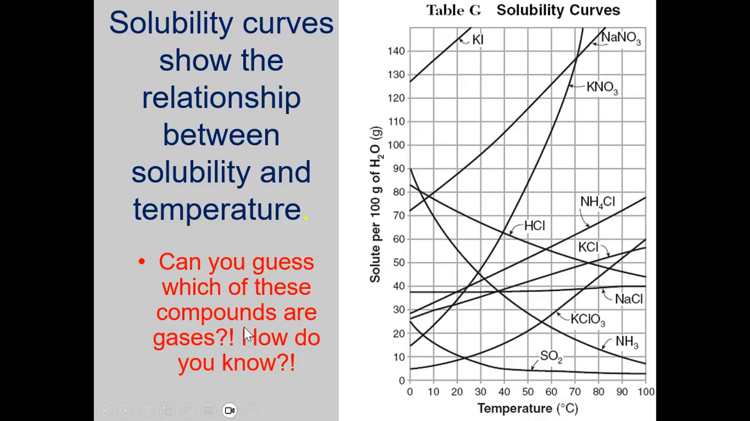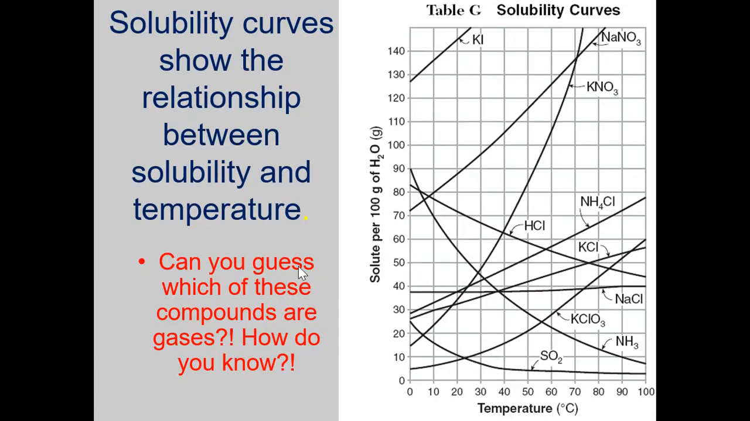So the question here is, which one of these compounds are going to be gases? Well, if you guessed HCl, NH3, and SO2, you'd be right. Those three are gases. How do I know they're gases? Because they decrease in solubility as the temperature increases.